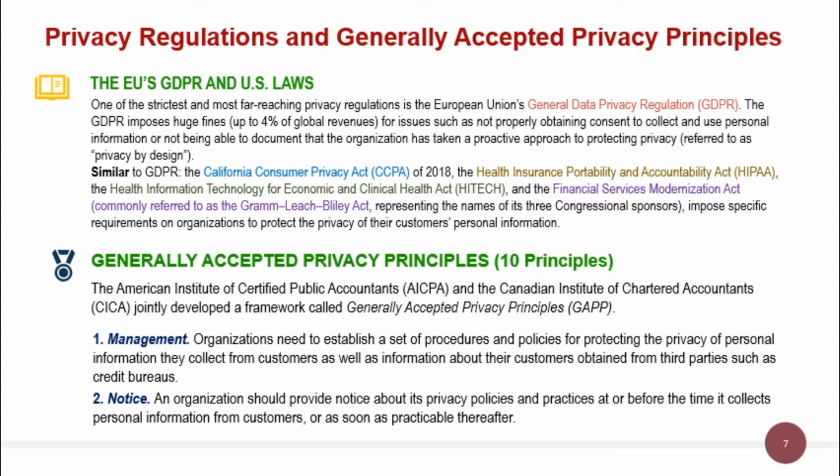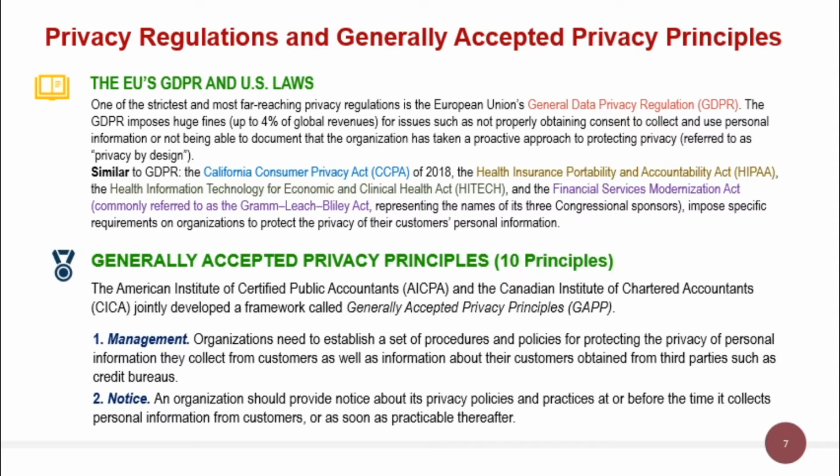The first is management, whereby the organization must establish a set of procedures and policies to protect the privacy of personal information from their customers. So they cannot provide customer information to third parties, because there is a regulation about that.